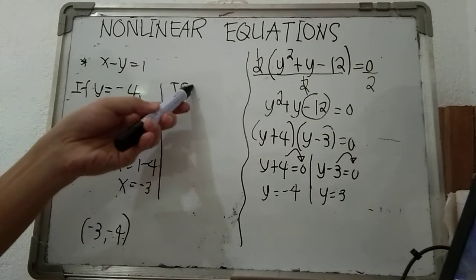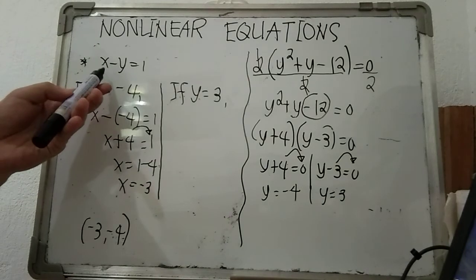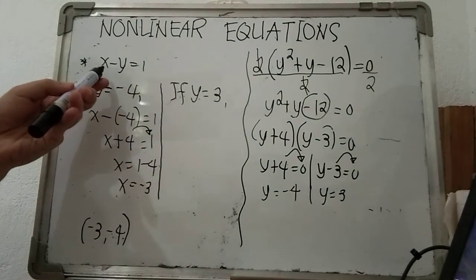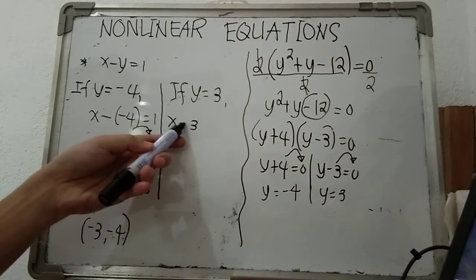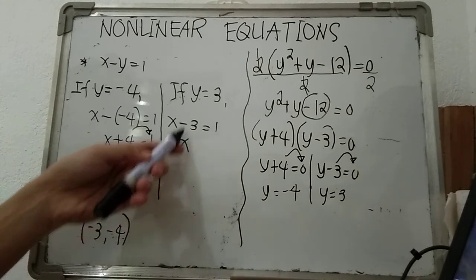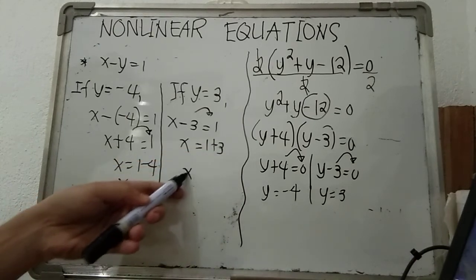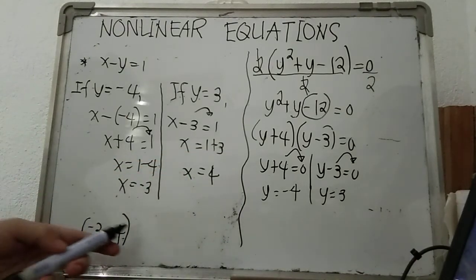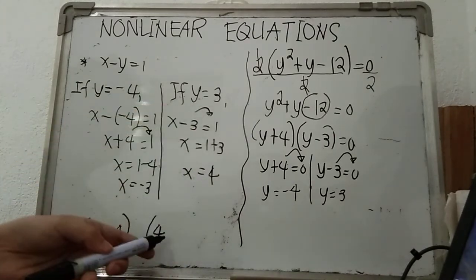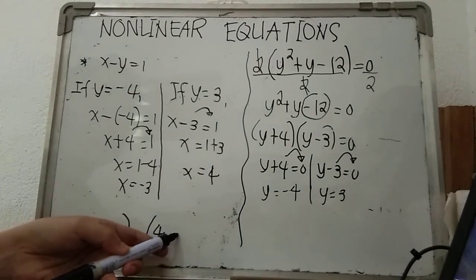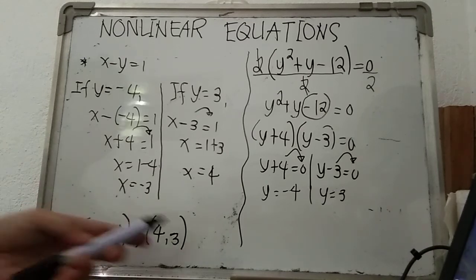Now let's find the second. If our y is equal to positive 3, try to substitute into our second equation, because this is our agreed equation to be substituted. So we have x minus 3 is equal to 1. Then transposing negative 3 to the right, this will become 1 plus 3. Then x is equal to positive 4. In short, we have another solution set. When x is 4, y is positive 3. And these are now our solution sets.